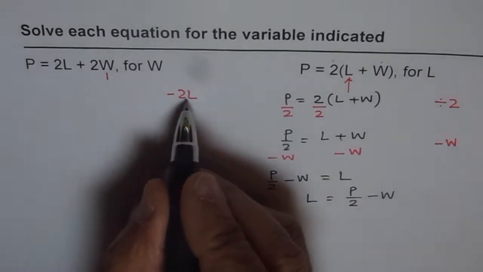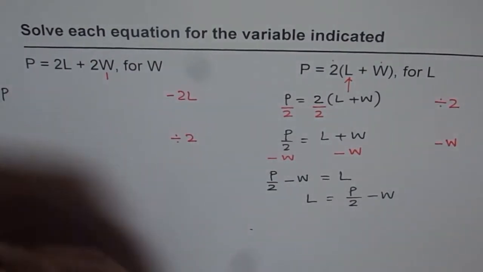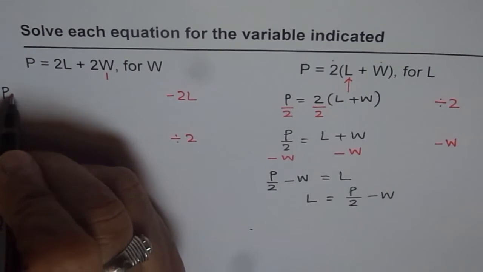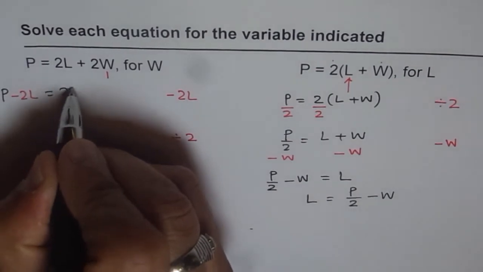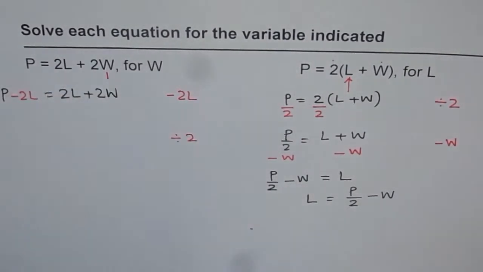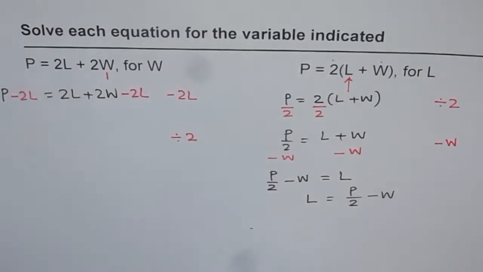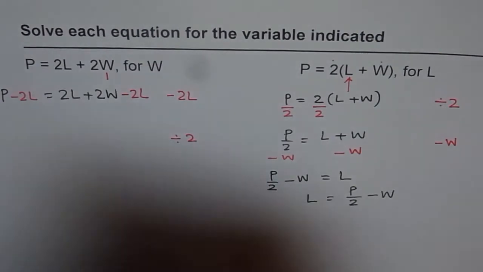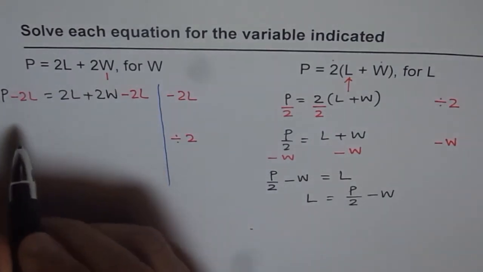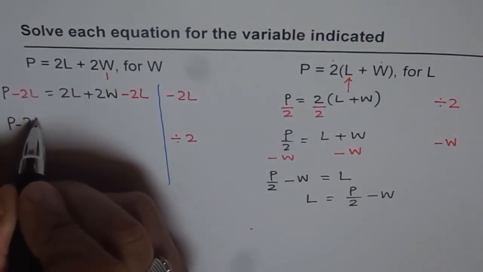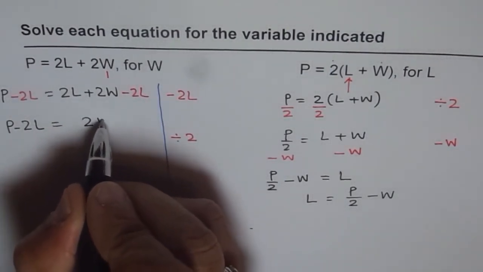So first step is take away 2L. I'm writing it in a slightly different way this time. See how. I'm writing P and then I'll write minus 2L here. Minus 2L equals 2L plus 2W. So we've copied the equation and then we'll take away 2L, right? So this is what we did. I'm just showing you all the steps on the side. So we get P minus 2 times L on the left side and on the right side 2L minus 2L is 0. So we're left with 2W, right?